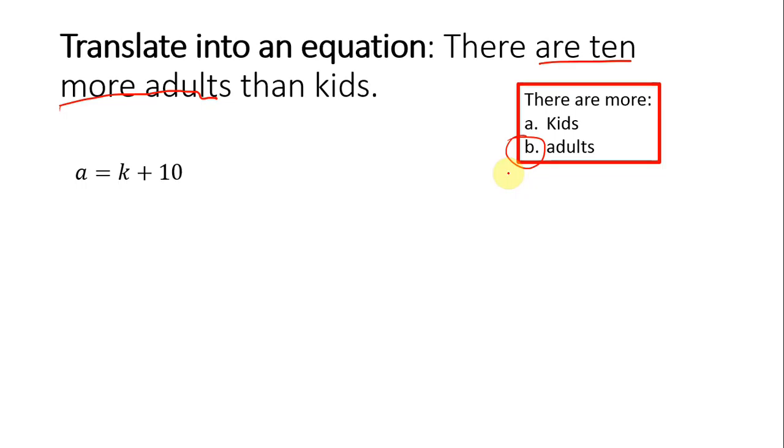Why? Here it says there are 10 more adults. So if I knew the number of kids, I could add 10 to that number of kids and I would get A, which is the number of adults.